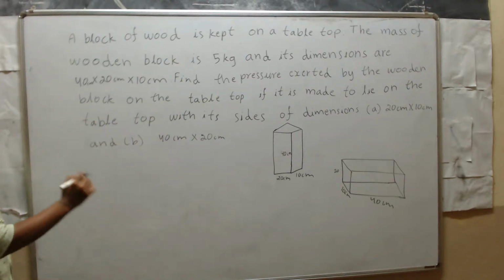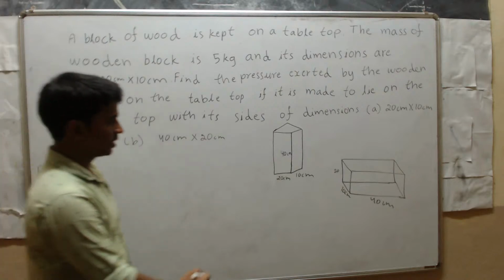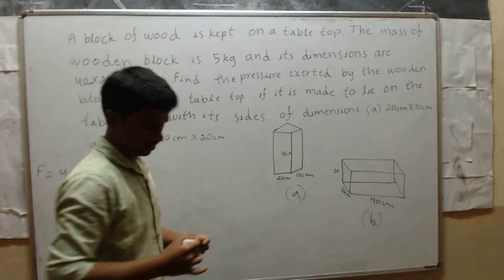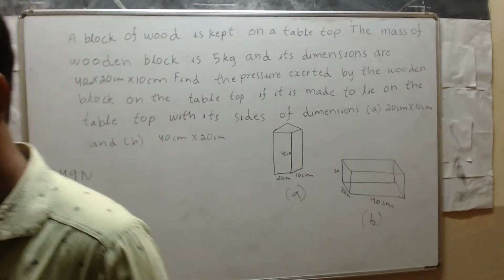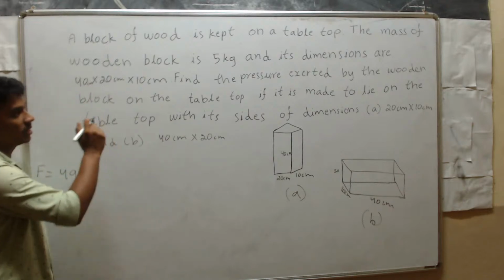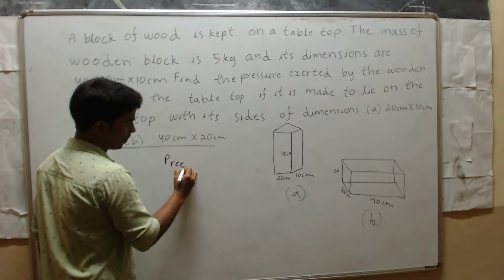So force is equal to 49 Newton. Now first consider this is first case A and this is B. In the first case, how to calculate area? To calculate pressure, we know the formula. See here, that is pressure.